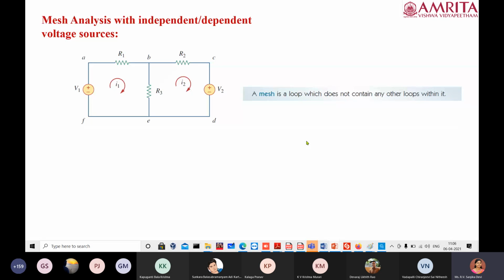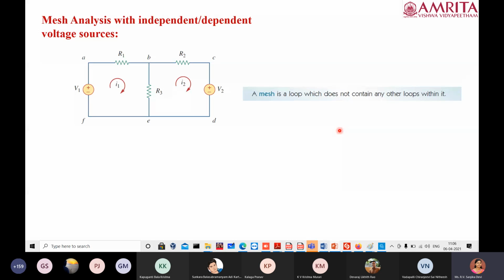So have you learned mesh analysis in your previous semester? Basic mesh analysis? Yes, ma'am. Okay, so the basic mesh analysis you are aware of. In our class, we will be discussing mesh analysis with independent as well as dependent voltage sources, and we will also learn how to do mesh analysis if there is a current source.